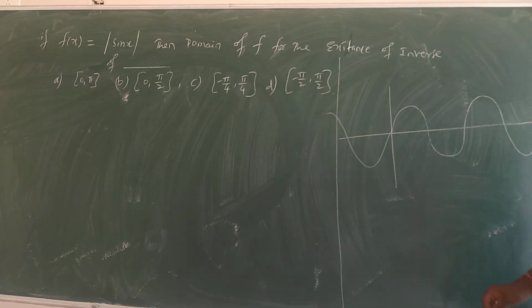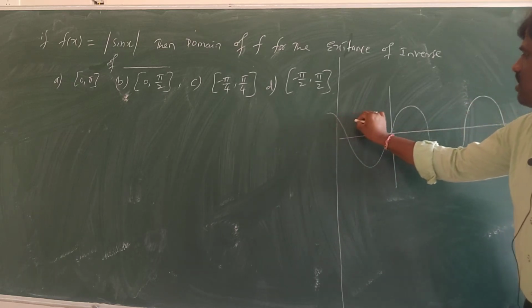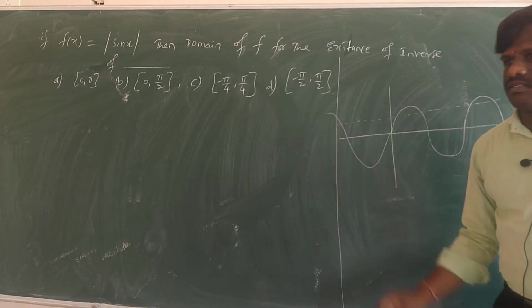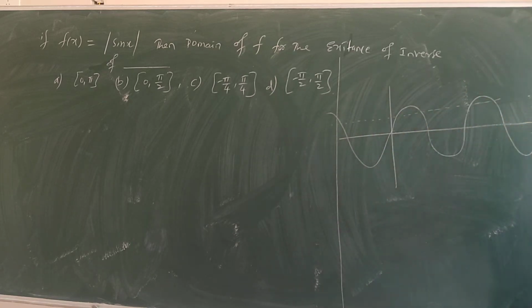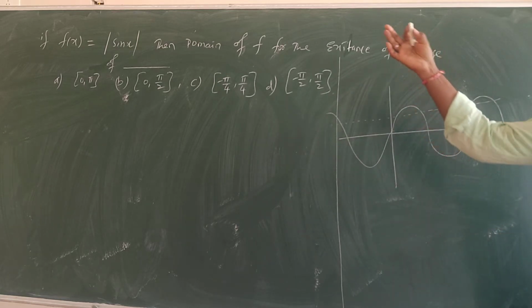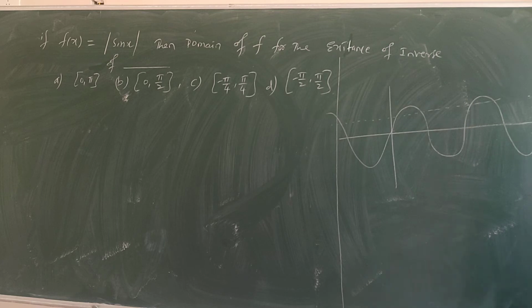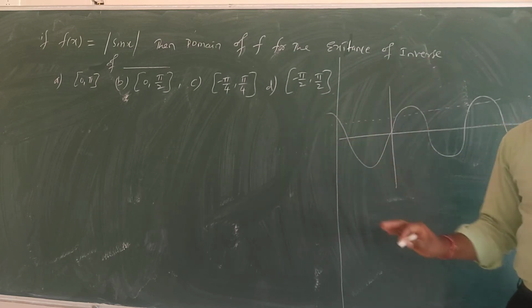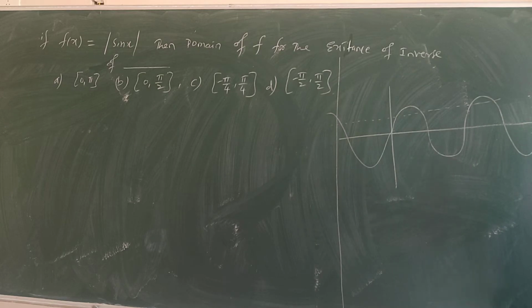So here you know that if you take the entire domain and draw a line parallel to the x-axis, it will cut at many places. So that is not a one-one function. If a function is not one-one, then the inverse does not exist. So we have to restrict the domain to make it invertible.